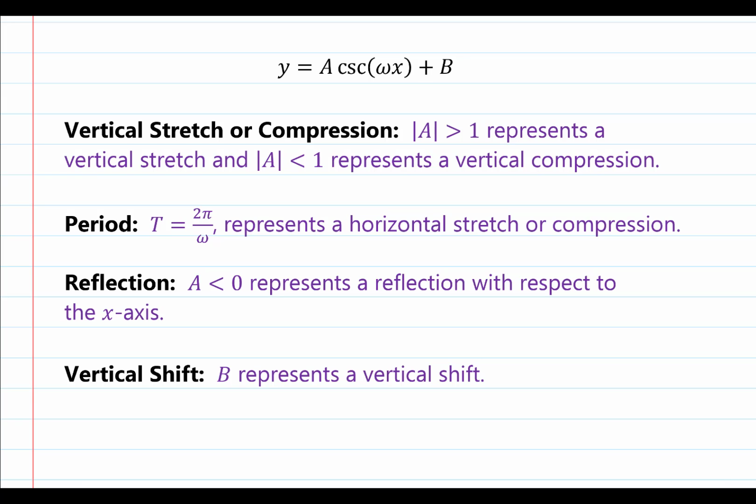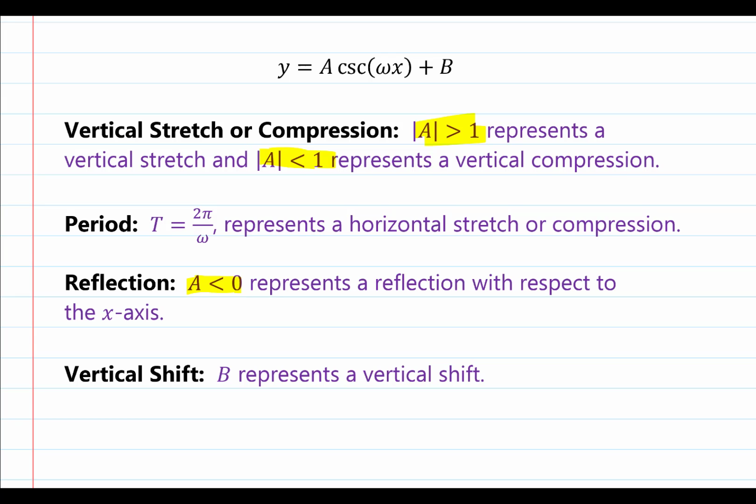The general form of the cosecant function is y equals a times the cosecant of omega times x plus b, where values of a, omega, and b represent transformations of the cosecant function. A actually represents two different transformations. A represents the vertical stretch or compression. So the absolute value of a, if it's greater than 1, represents a vertical stretch. If it's less than 1, it represents a vertical compression. A also can represent a reflection with respect to the x-axis if it is negative.